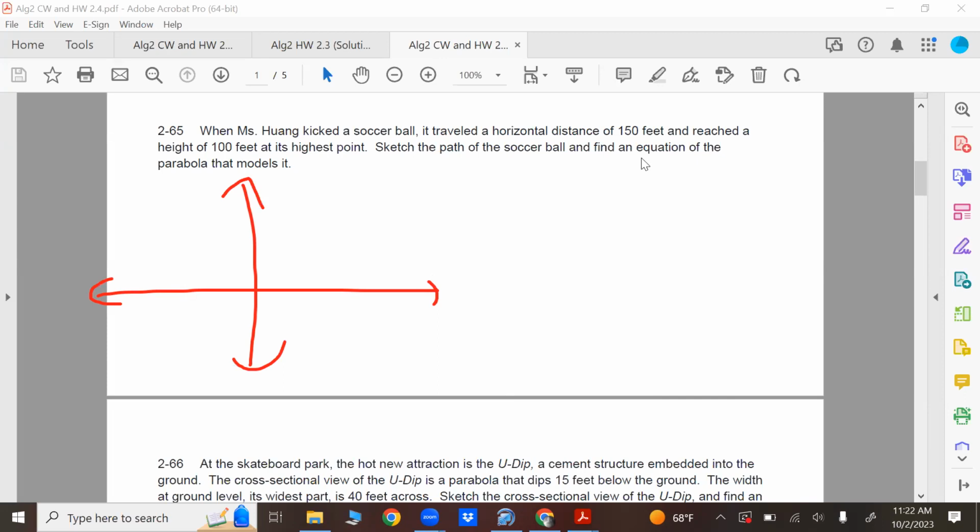So here's Ms. Wong. I'll do a little stick figure. Okay, here is a soccer ball. She kicks the ball. It lands right here, right? So this is where she starts. This is where it ends. And that's a high point.